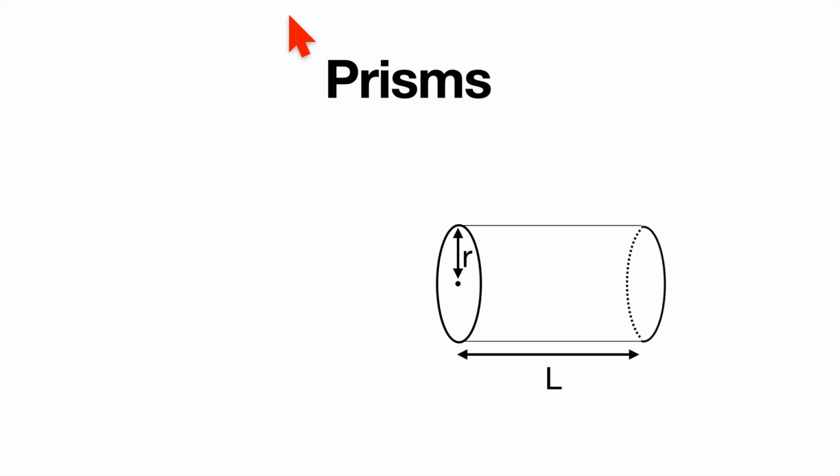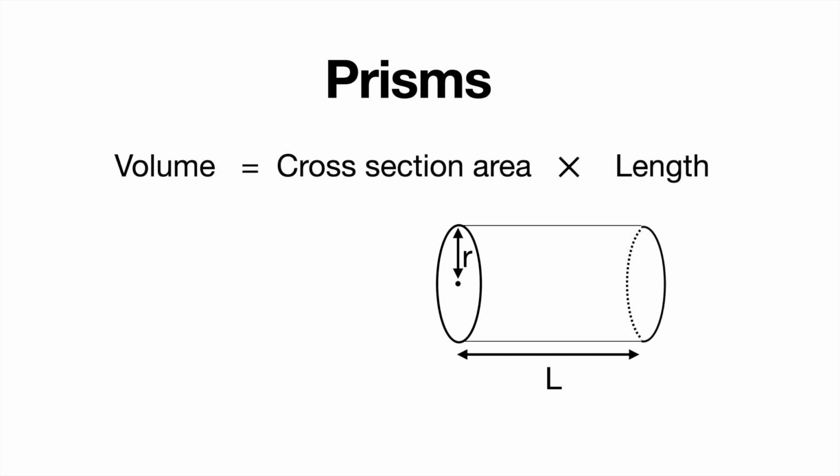You're never too old to have a favourite prism, and this is mine. This is the circular prism, also known as a cylinder or a tube or a tin can. And as you know, the volume of any prism is the cross-sectional area times the length. So we work out this area.